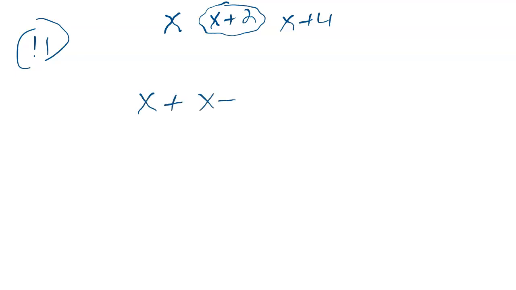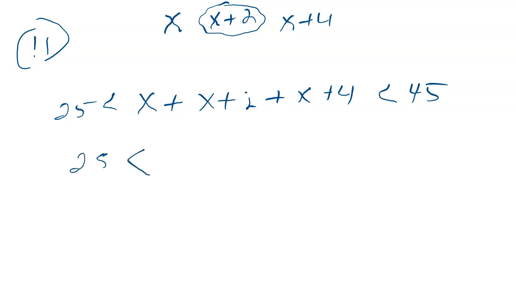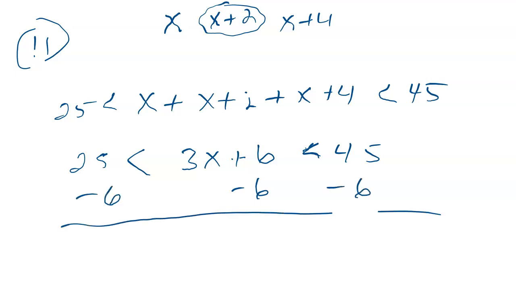So we have the equation x plus x plus 2 plus x plus 4, and we want this somewhere in between 25 and 45. That's what we want. And then we just solve this. So we get 25 is less than 3x plus 6, which is less than 45. Then we're going to solve this whole thing. So we subtract 6 from each part. Is this 19? I guess. So 19 is less than 3x, which is less than 39.